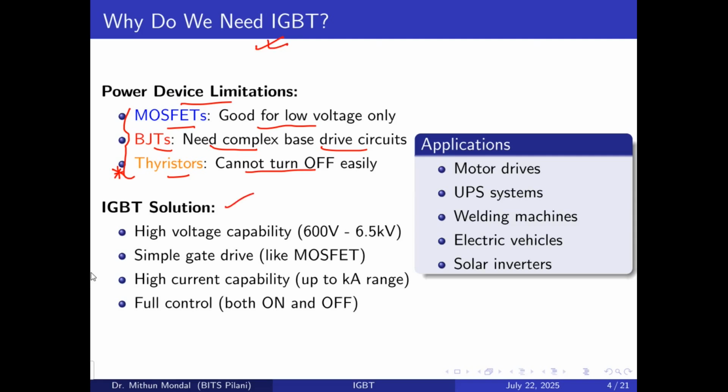The IGBT is the solution: it has high voltage capability, in the range of 600 volts to 6.5 kilovolts. It has a simple gate drive circuit similar to the MOSFET, and high current capability up to the kiloampere range. It can be fully controlled in both the on state and the off state. Some major applications of the IGBT are motor drives, UPS systems, welding machines, electric vehicles and solar inverters.